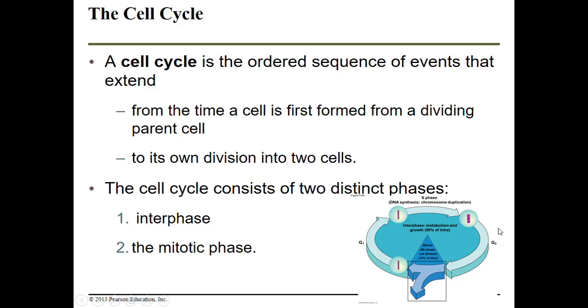The cell cycle is how we make all of this work together. A cell cycle is an ordered sequence of events that goes from the cell's first formation to the cell's own division into two cells that we call daughter cells. And we have two distinct phases. We have interphase, the non-dividing phase, and we have the mitotic phase, or mitosis, where the cell divides. This will also be called M phase. So we have interphase and M phase, or the mitotic phase, or mitosis. So M, mitotic, mitosis, all of that's the same.